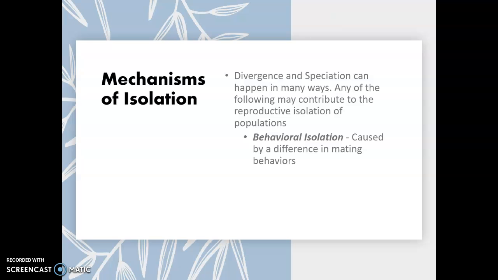This is going to be caused by a difference in mating behaviors. The third is going to be temporal isolation. So basically, when we talk about temporal, it has to do with time. So this is going to exist when timing prevents reproduction between populations. Okay, that is the end of your 17.3 notes.